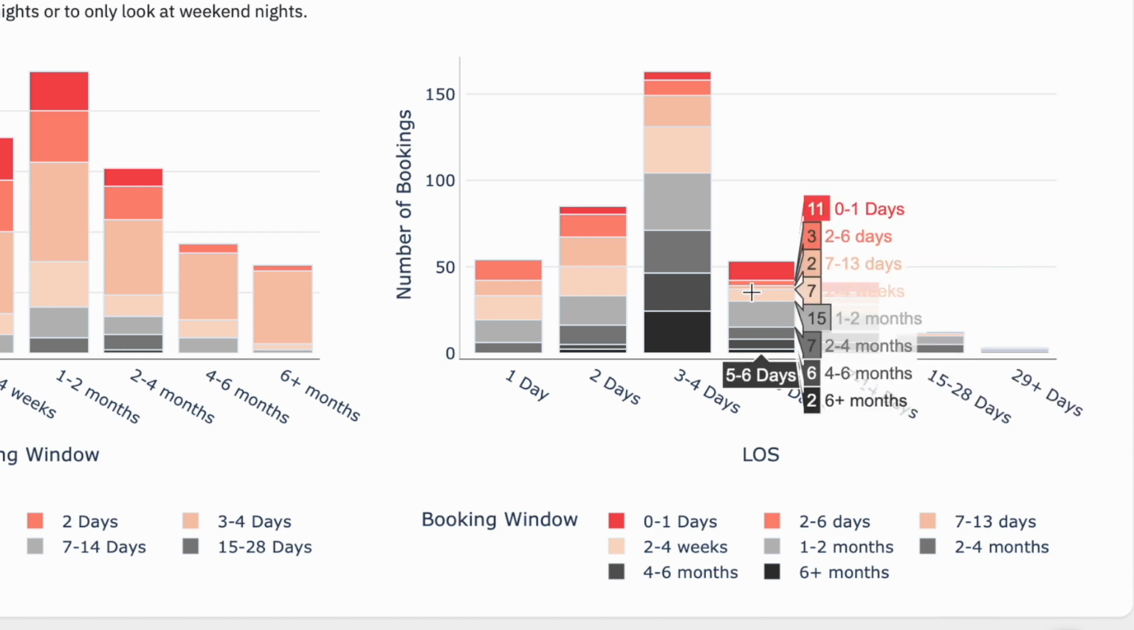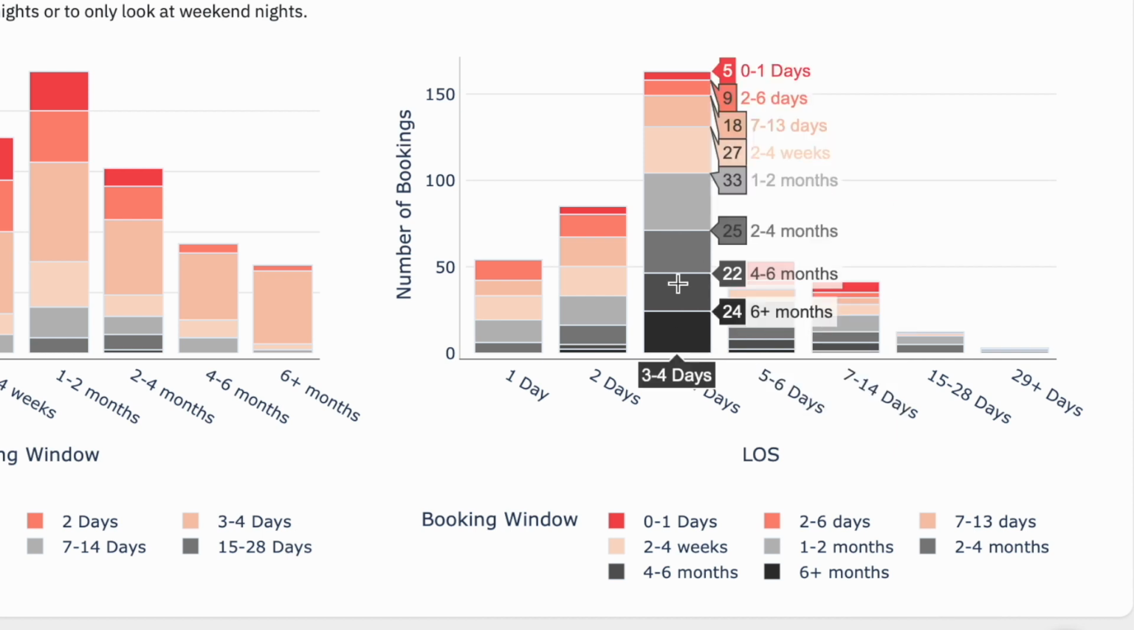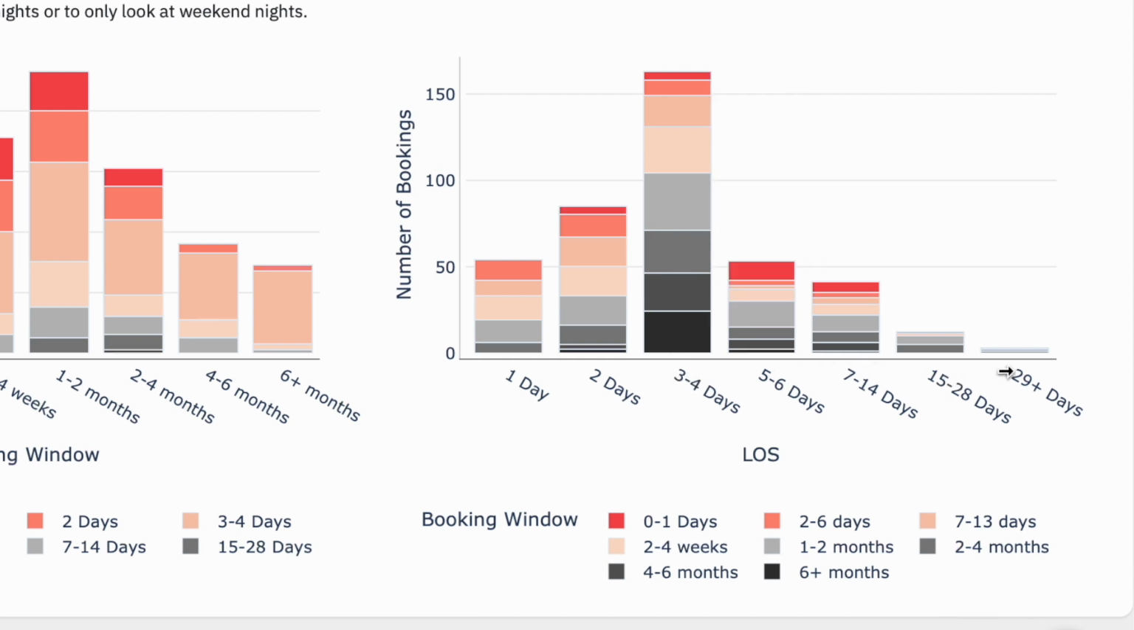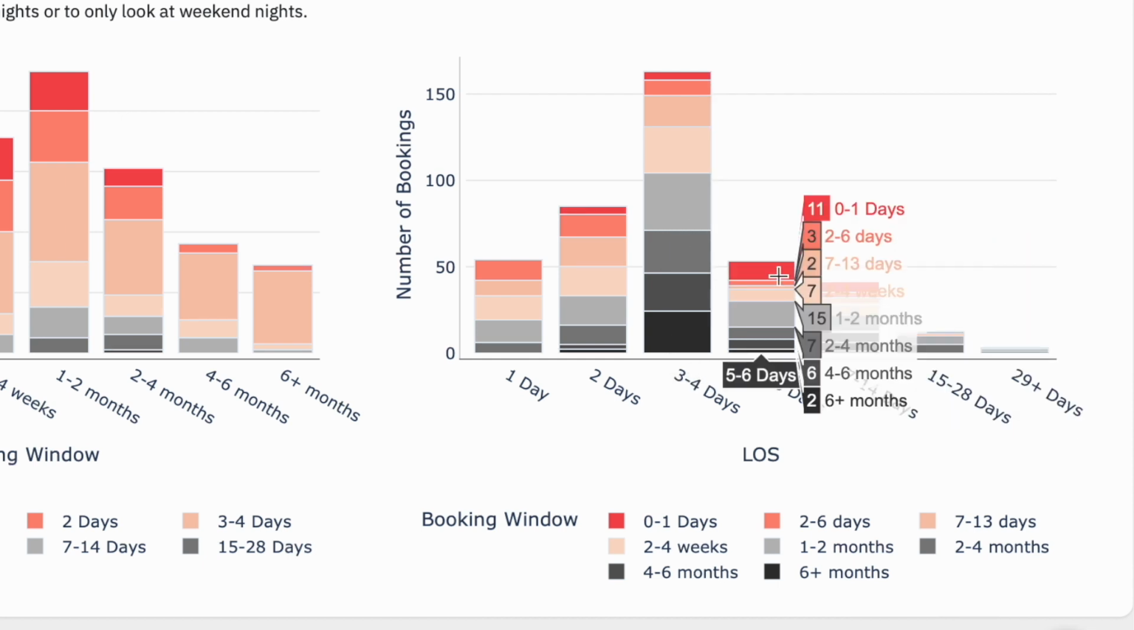And looking at the 5 to 6 day, the 7 to 14, and all the other ones, the median point is roughly where that light gray chunk is. And so I think I can conclude that if I'd like to have longer weekends, 3 to 4 days at least, then at least half of that group of guests would book more than 2 months in advance.